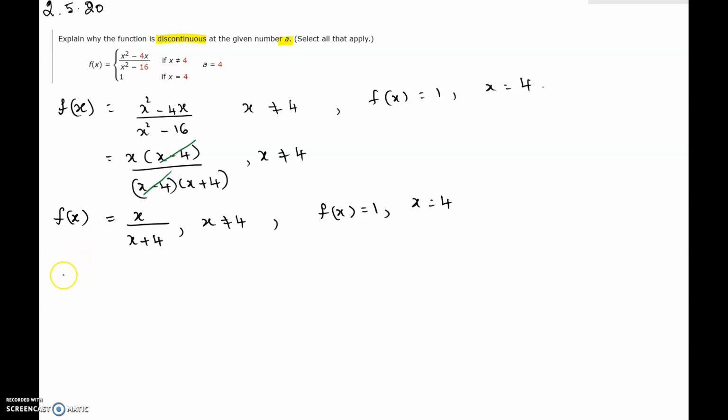In order for the function to be continuous at a point, the limit as x approaches a of f of x must equal f of a. That means the function should have a limit at the number a, and the value of that limit should also be equal to the value of the function at a. If this condition is satisfied, then f is continuous at a.